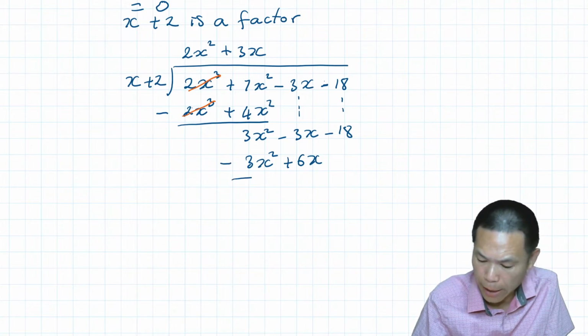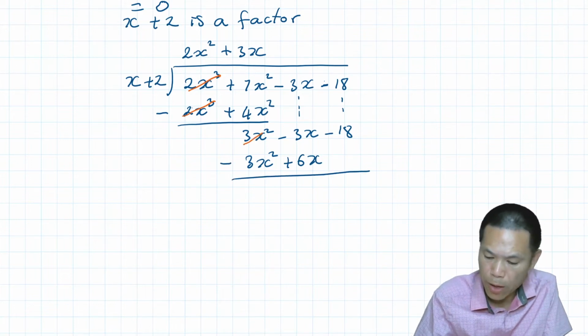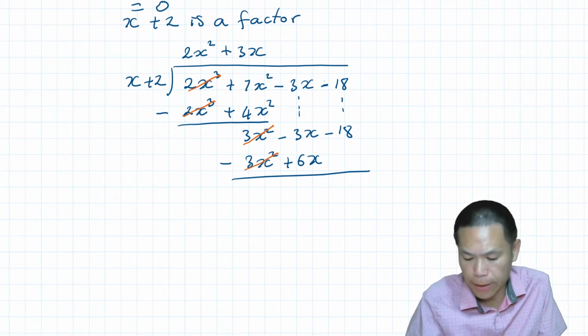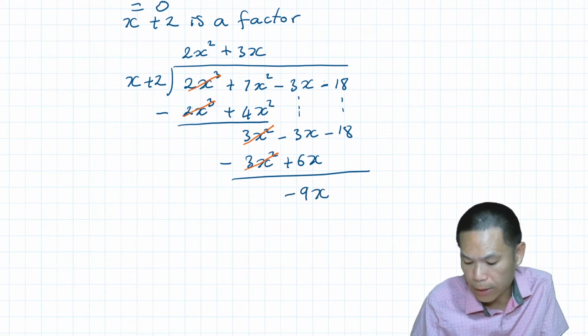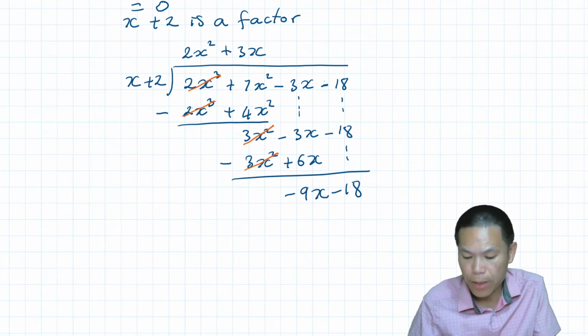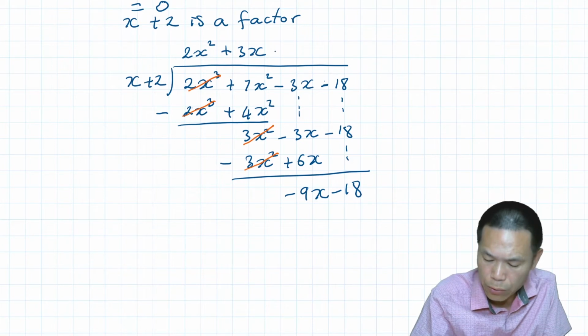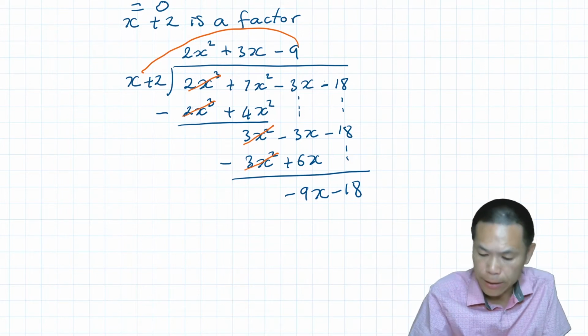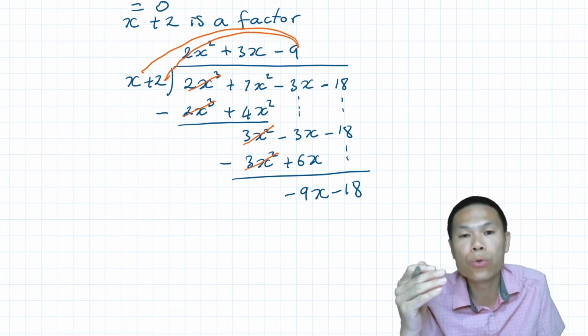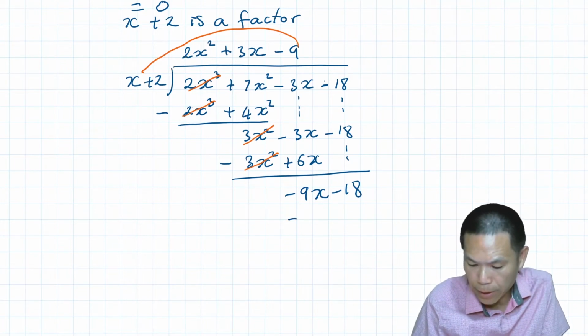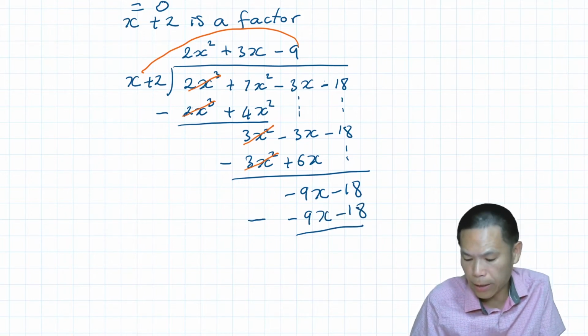Now we just subtract, okay? So 3x squared minus 3x squared cancels out, and negative 3x minus 6x is negative 9x. So just write negative 9x, and negative 18, I write this down. And negative 9x divided by x is negative 9, so just write minus 9 down. And then negative 9 times x is negative 9x, and negative 9 times 2 is negative 18. So that is negative 9x minus 18, and we just subtract, and that becomes 0.